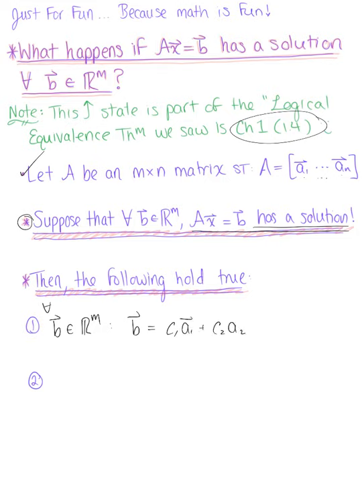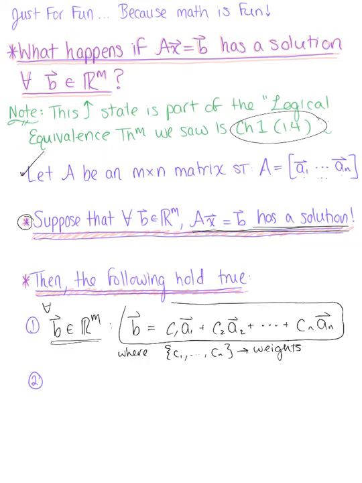So we have c sub 1 times vector a sub 1, c sub 2 times vector a sub 2, all the way to c sub n times vector a sub n. And this is where this set of c, c sub 1 all the way to c sub n, are the weights, the scalars. So if every vector b in Rm means that the matrix equation has a solution, then every vector b in Rm is a linear combination of the columns of matrix A.